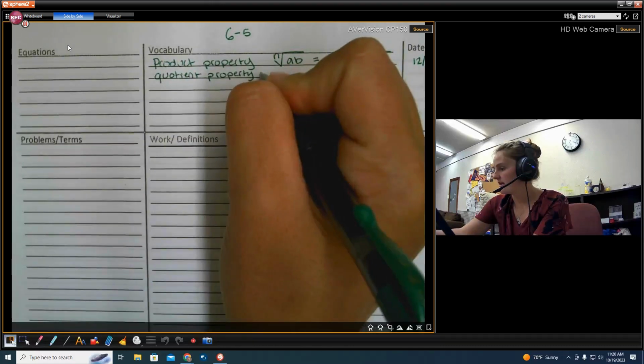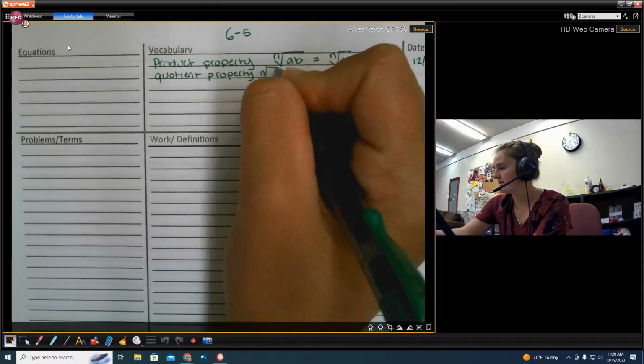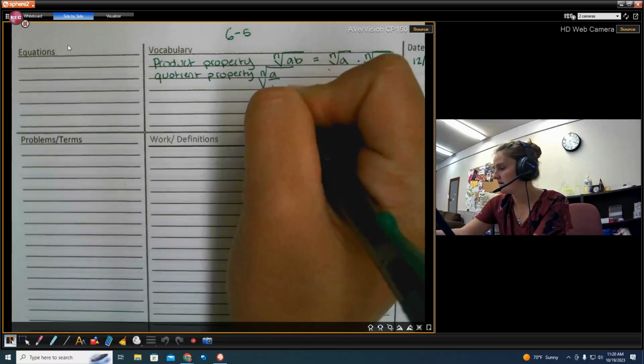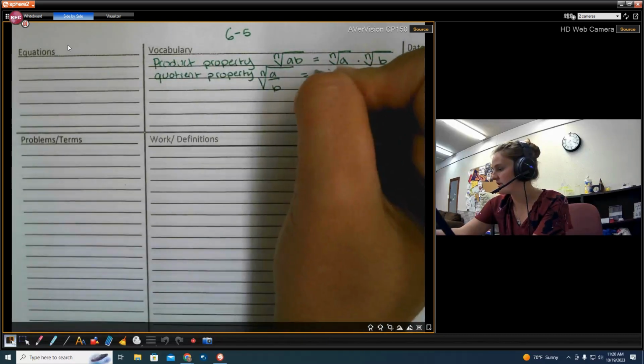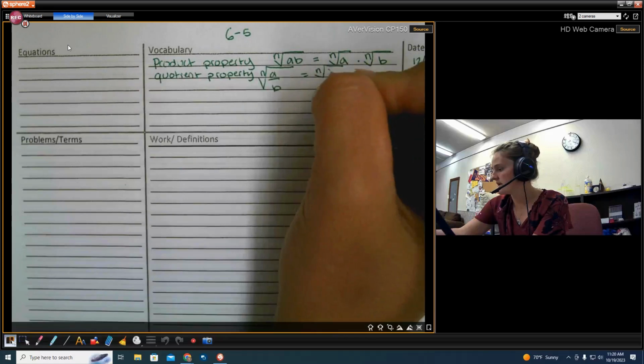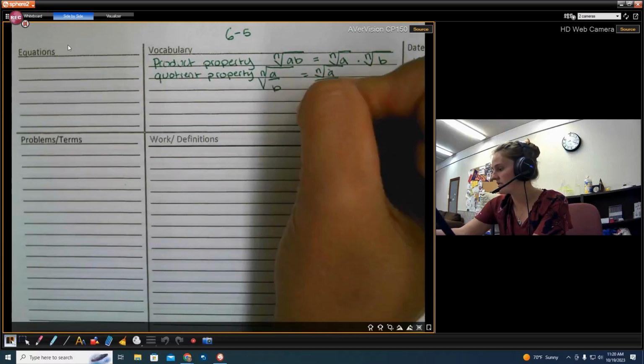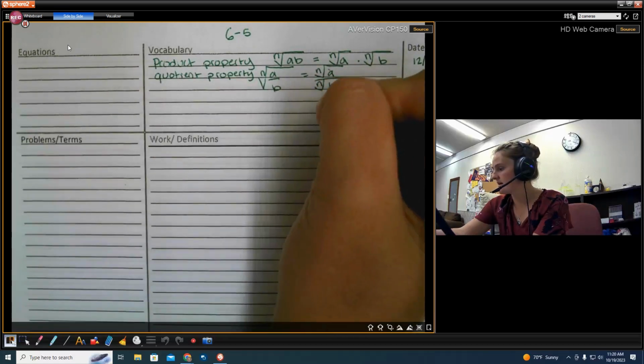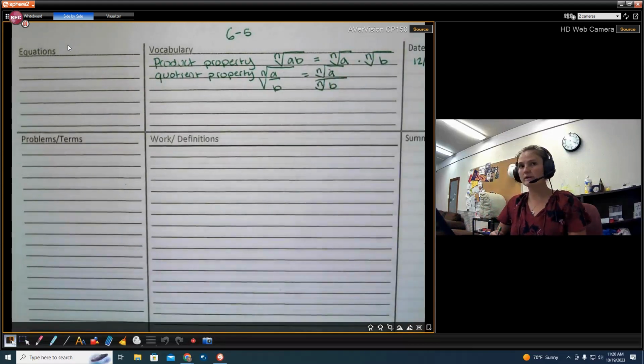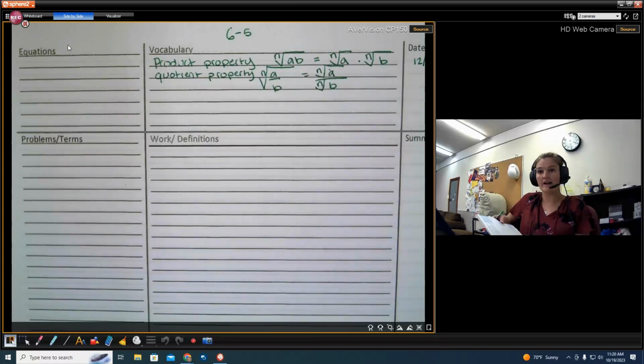So if we have things divided, we can separate them with two separate radicals with the same index. Okay, so those are things we're going to need to know throughout this, and so that being said, I also just want to talk about adding and subtracting.